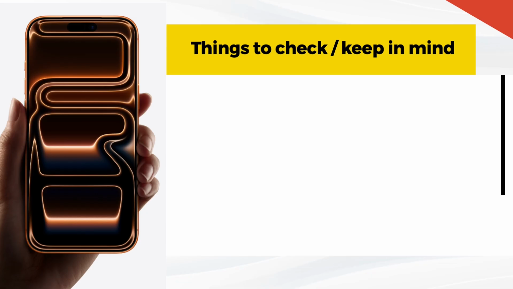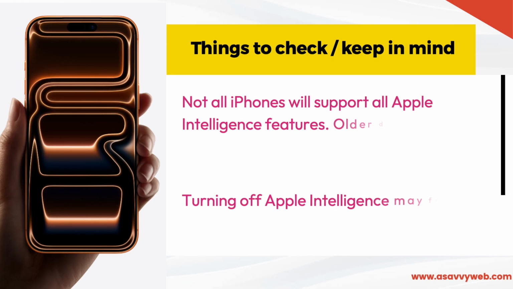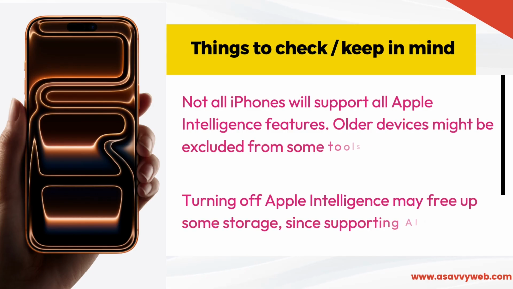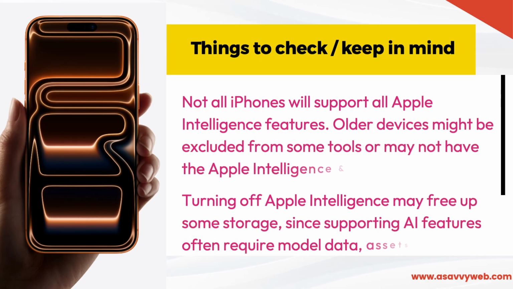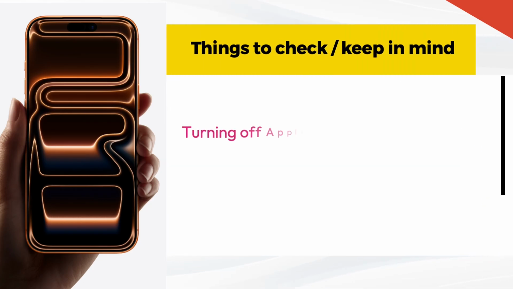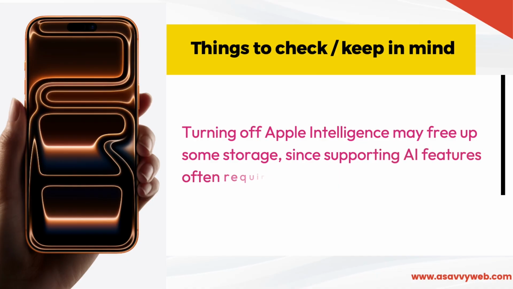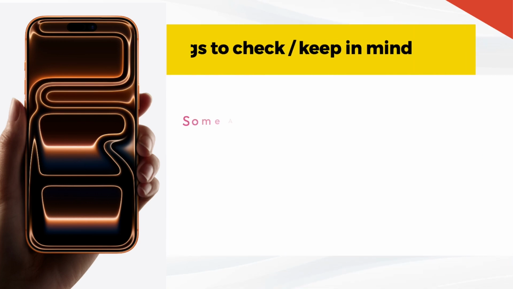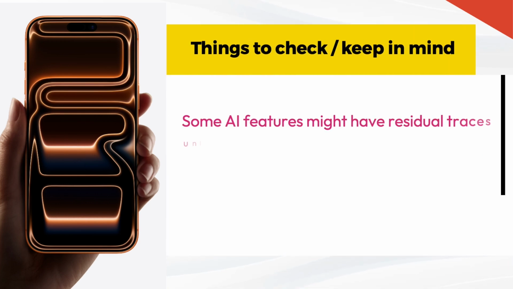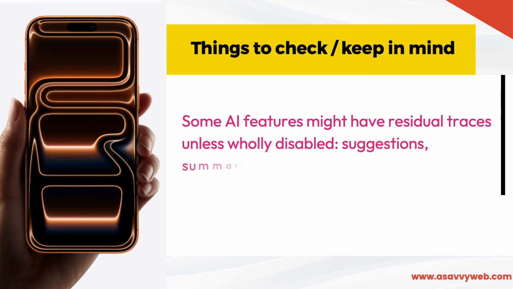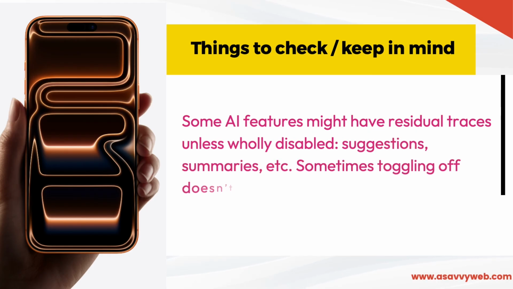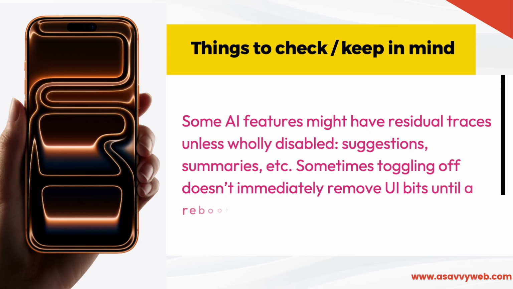Things to check and keep in mind. Not all iPhones will support all Apple Intelligence features. Older devices might be excluded from some tools or may not have the Apple Intelligence and Siri menu. Turning off Apple Intelligence may free up some storage, since supporting AI features often requires model data, assets, or resources. Some AI features might have residual traces unless wholly disabled, such as suggestions and summaries. Sometimes toggling off doesn't immediately remove UI bits until a reboot or after the system cleans up.